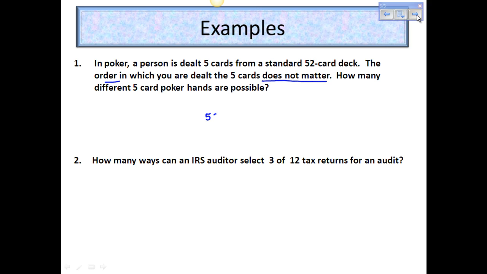We have 52 cards to choose from. We are choosing 5 of them. So our n is 52, our r is 5. So on your calculator, you will enter 52. Press math, page over to PRB and down to nCr. Hit enter. Hit 5 and then enter again. And there are a lot of combinations for a 5-card hand. 2,598,960.